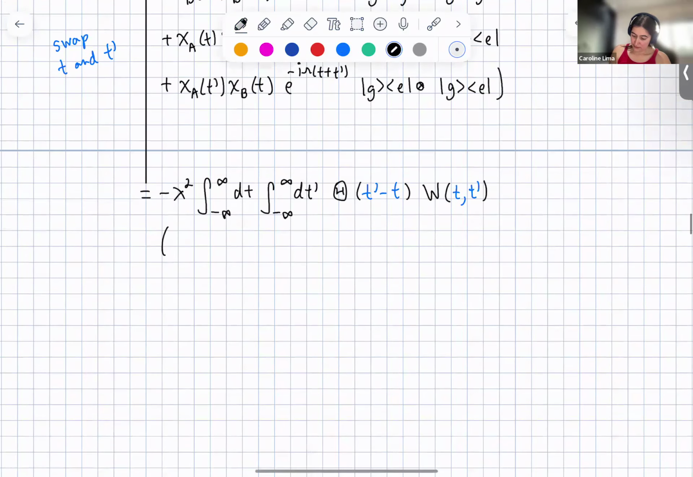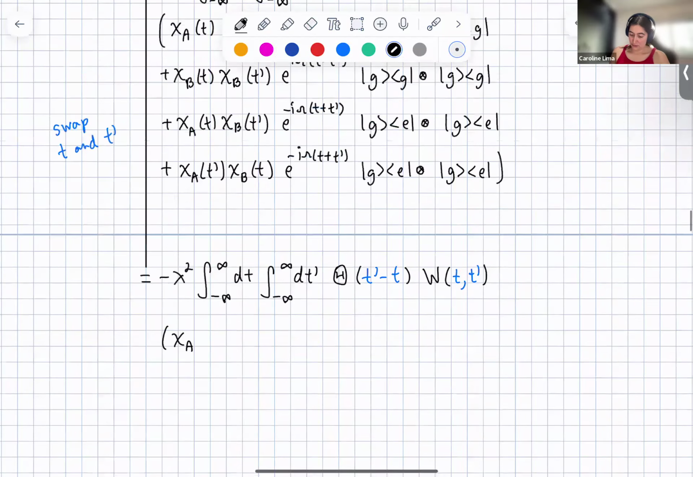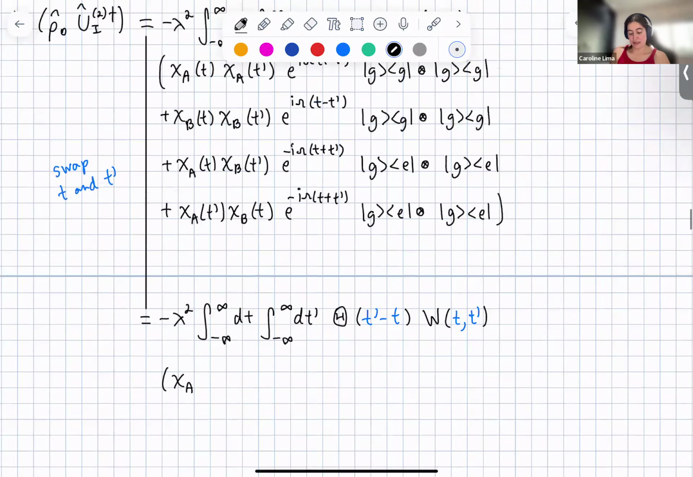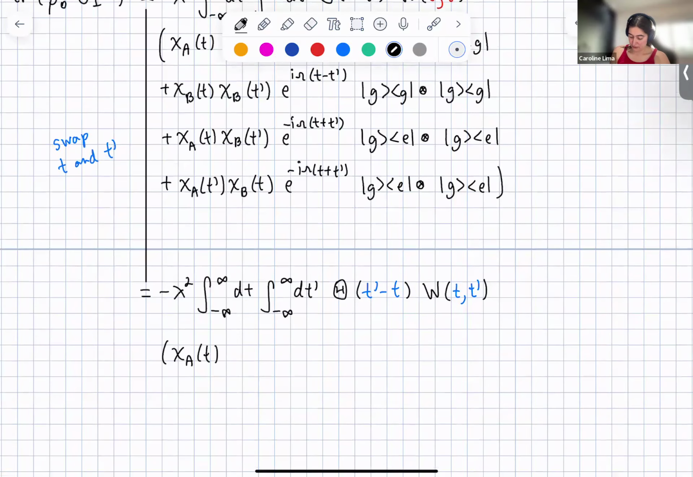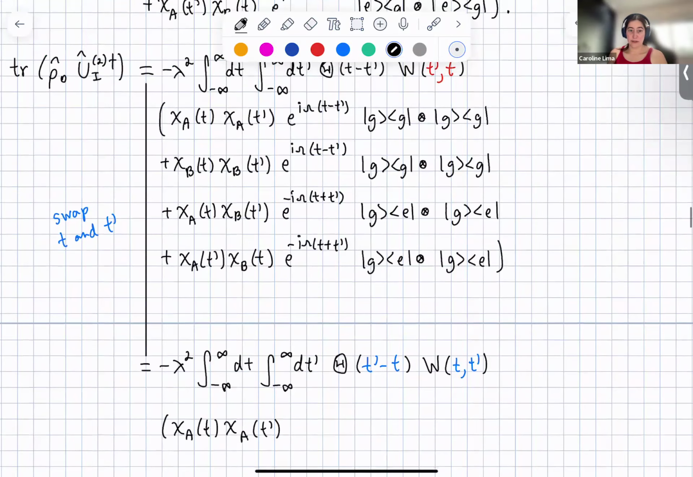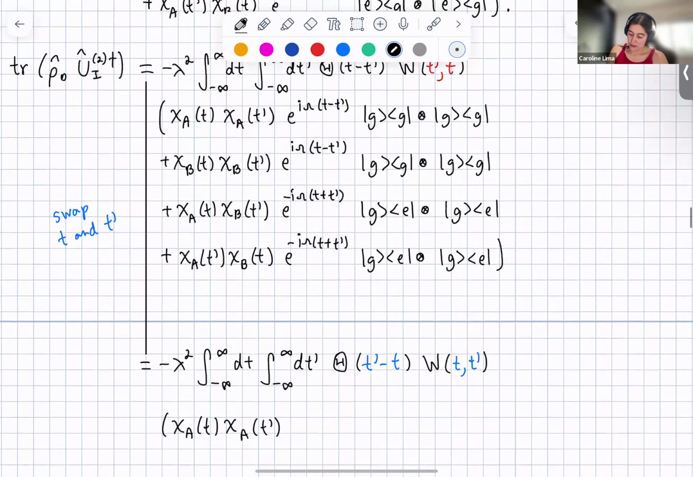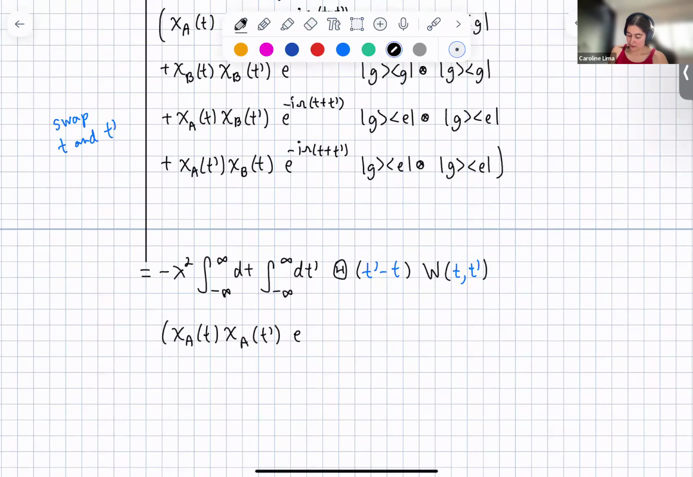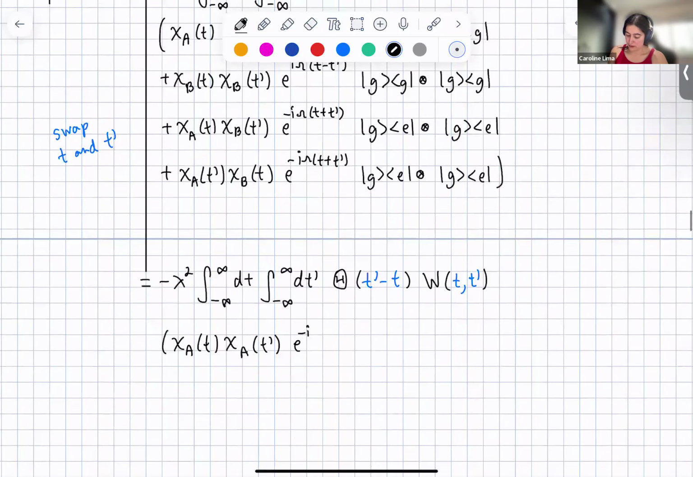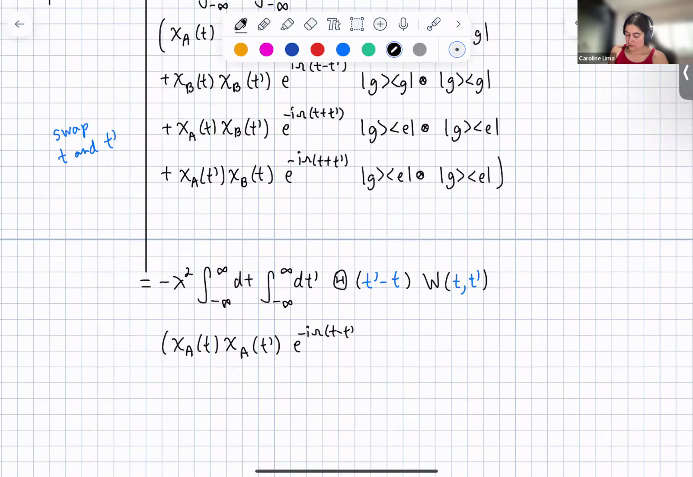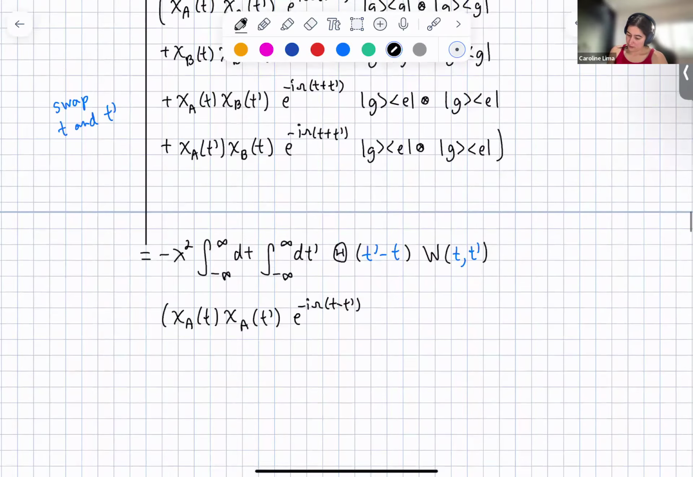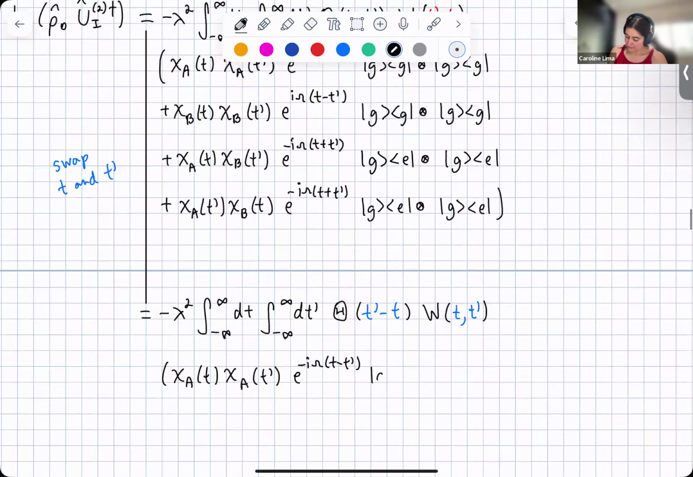And then, wow, in the first term we just had chi A of t, chi A of t prime, so nothing changed for this part. But now that we're swapping on the exponential, that's the same as taking the Hermitian conjugate, the complex conjugate, right? So t minus t prime. And then we just have GG.